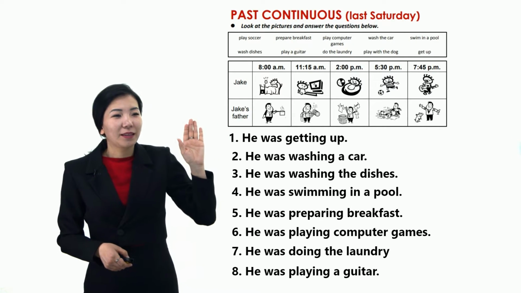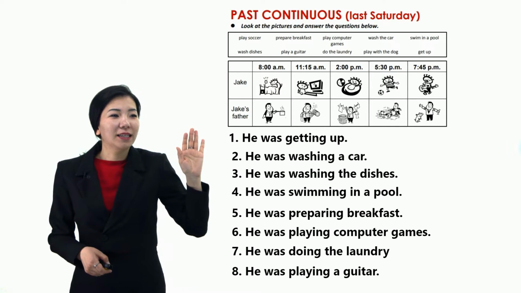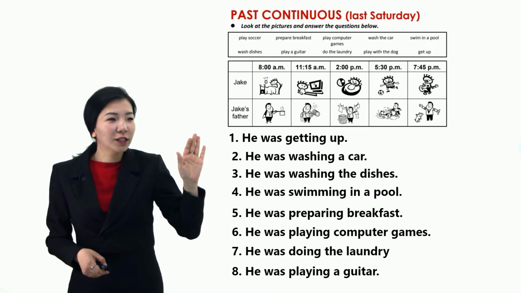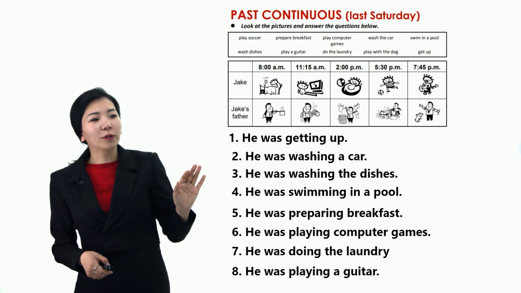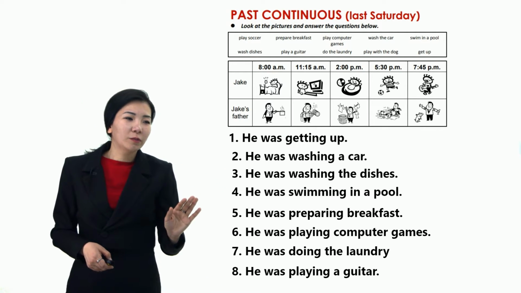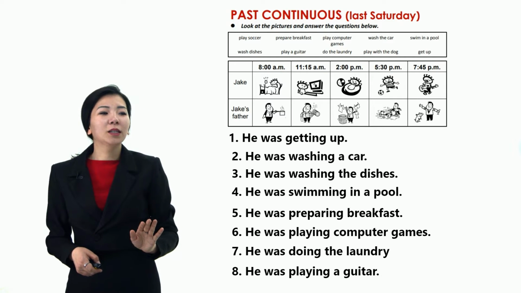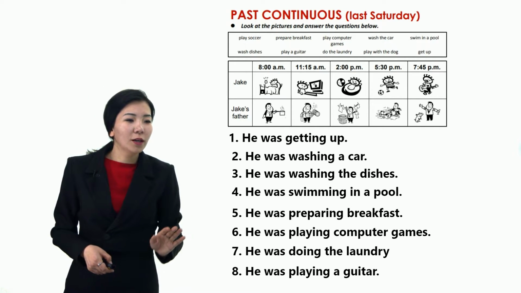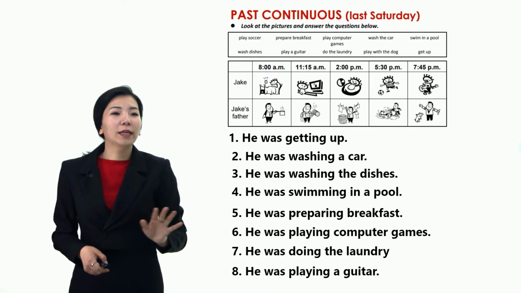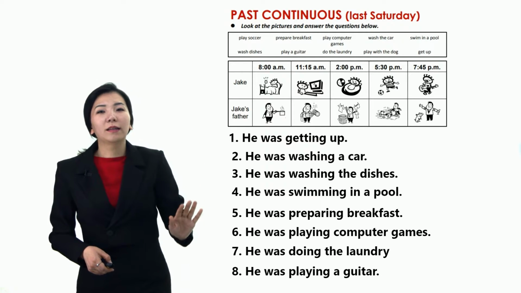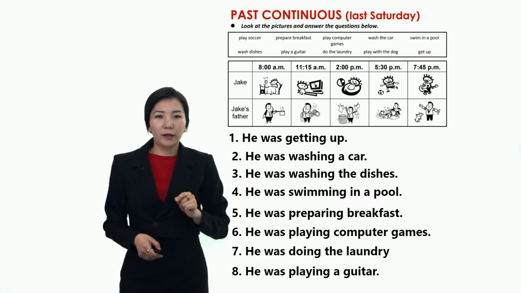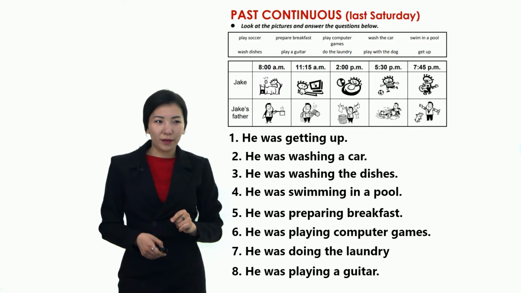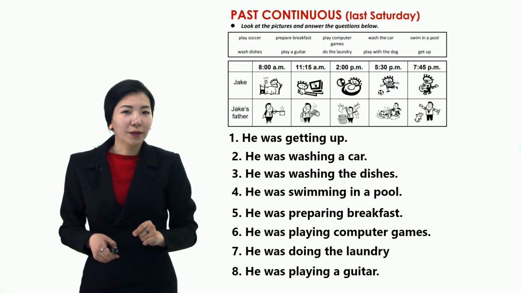So yeah, the first, he was getting up, he was washing a car, he was washing the dishes, he was swimming in a pool, he was preparing breakfast, he was playing computer games, he was doing the laundry, and he was playing the guitar. So these are the correct ones. I hope your answers match mine.